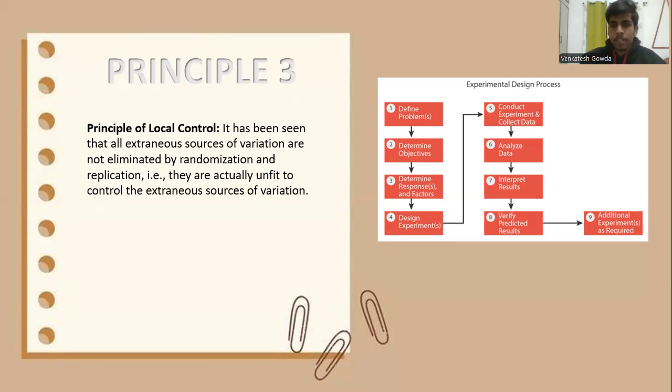So in this picture, we can see the experimental design process. There are a total of nine design processes. First is to define the problem, then define the objectives. Third is to define the responses and factors. Fourth is to design the experiment. Then fifth is to conduct the experiment and collect the data. And next we analyze the data and print the result. At the eighth, we predict and verify the result, and at the last process, the additional experiments as required.